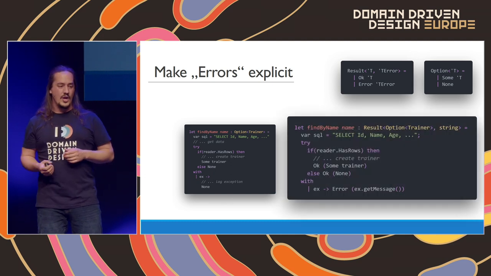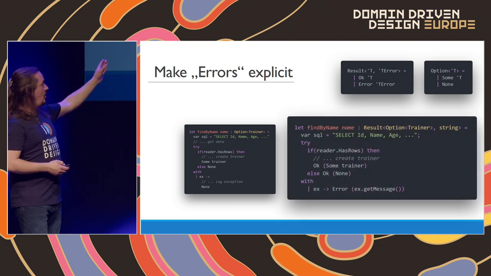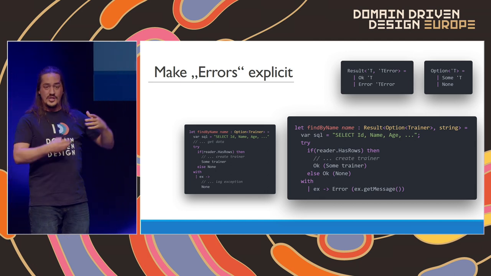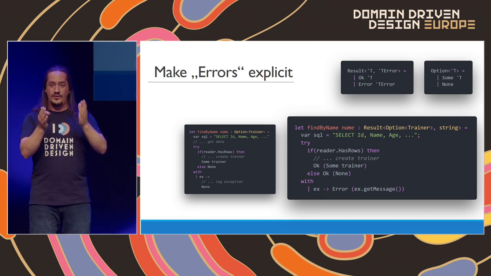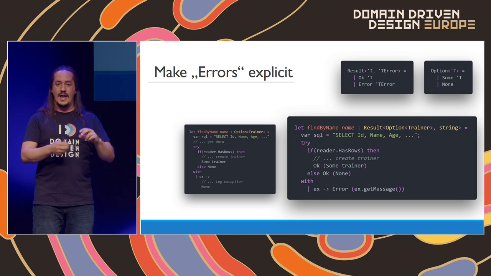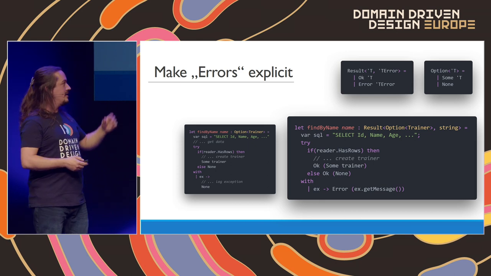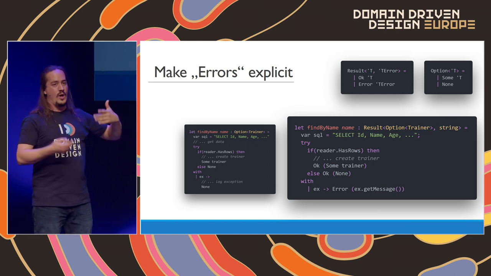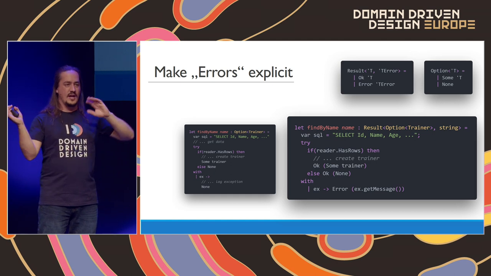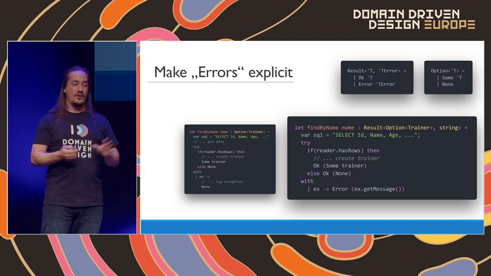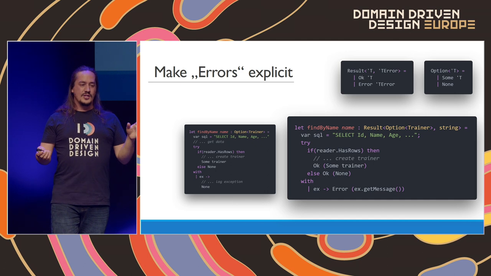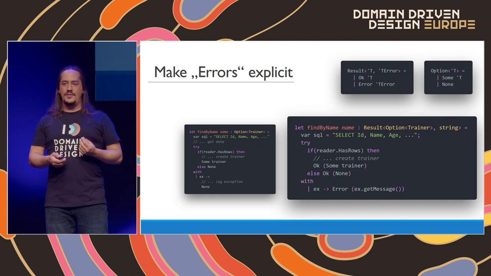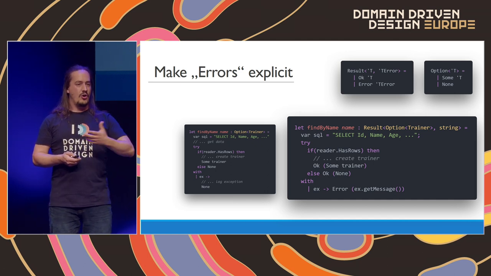So in our case, we know what we want is a result of optional trainer, which is just a type, right? So it's a trainer or not a trainer that we can return as an OK result. And in case it's not an OK result, well, our error type is a string. We just hand an error message back to the caller. That's all. So making it explicit that you have a different case here. There is an error or not an error.